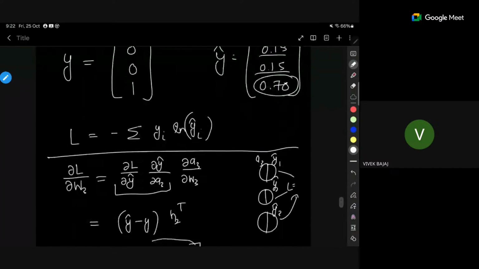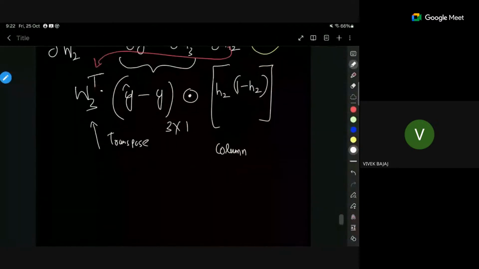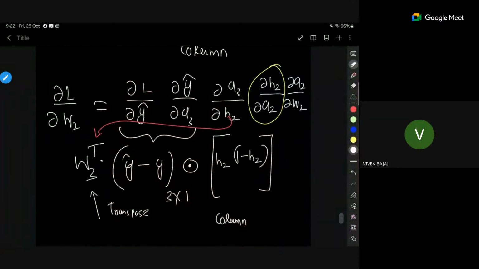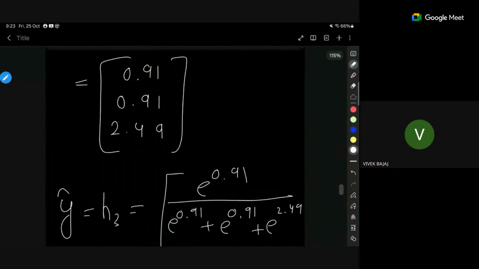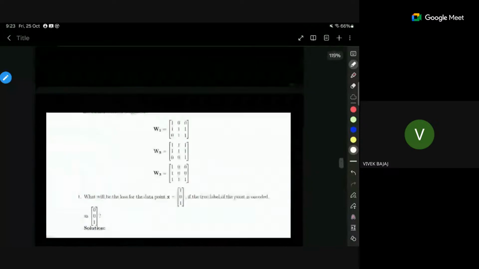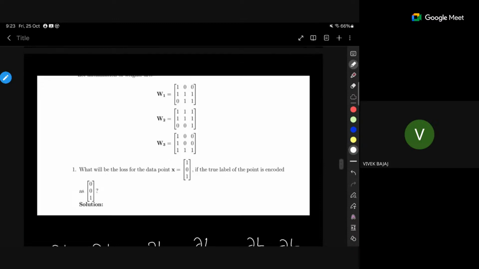So H2, then I'll take 1 minus H2, and then finally the last guy. With respect to W2, what will I get? So this W3 is 2 cross 3, right? No. For now, everything is 3 cross 3. We are solving this.